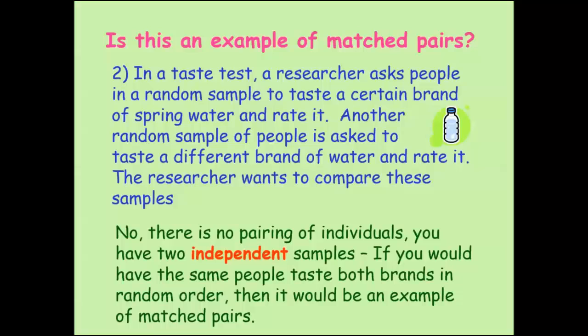There still is no pairing of individuals. There's sort of a hint of a before-after thing, but there wasn't really a pairing. You had two different groups that didn't even taste the same water to see if they liked it at the same level or not. So had it been the same group that tasted the two different waters, that would have been a matched pairs, but because it was two different groups, then it didn't quite count.